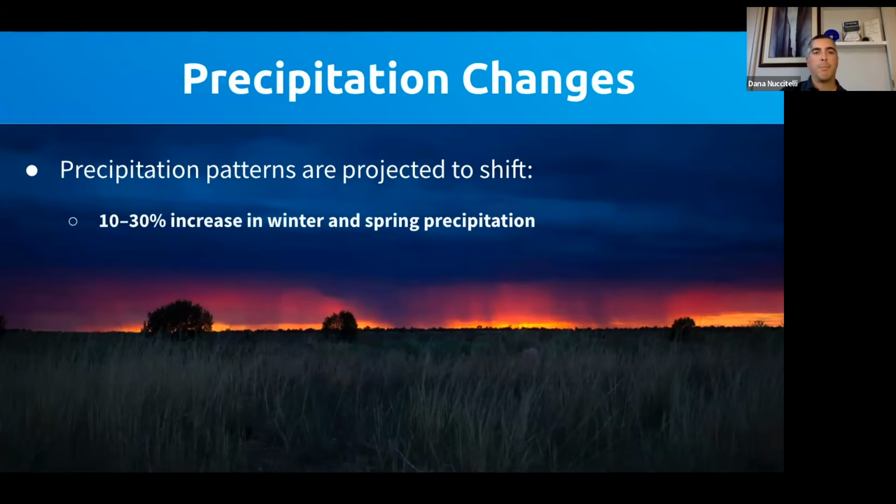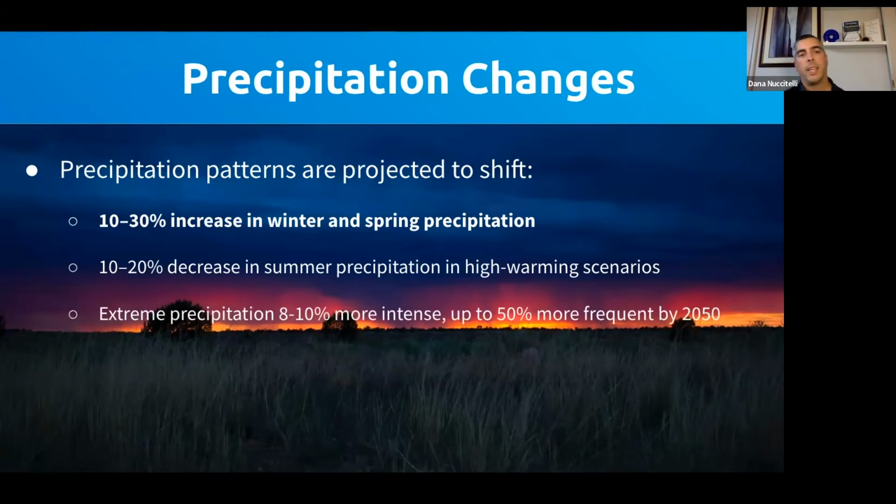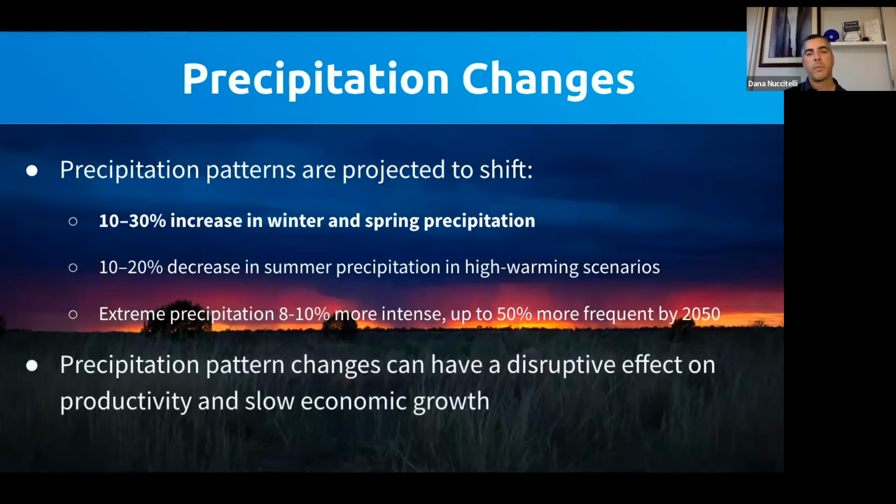So they're expected to see more rain in the winter and spring months, less rain in the summer months, especially the higher warming you get. You get the shifting in precipitation patterns. And then, as I mentioned, because you have more water vapor in the atmosphere, you get more extreme precipitation. When it does rain, you get up to 10% more intense extreme precipitation events, and up to 50% more frequency in extreme precipitation events by the middle of the century.